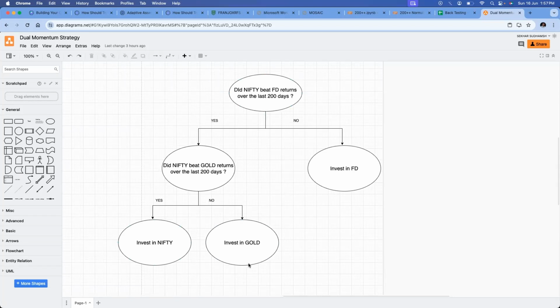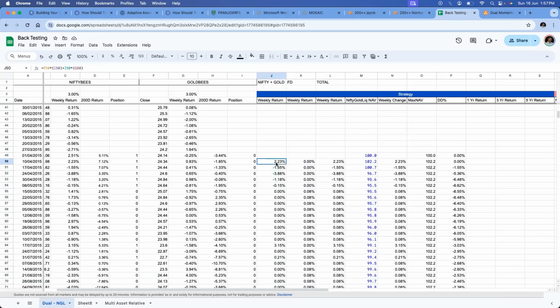If this branch gets activated, then this branch is never activated. If this branch is activated, then this branch never gets activated. Hence, we can easily sum these two weekly returns to get the final weekly return of this strategy. Pay attention again, this is very important to calculate the weekly returns of the strategy.